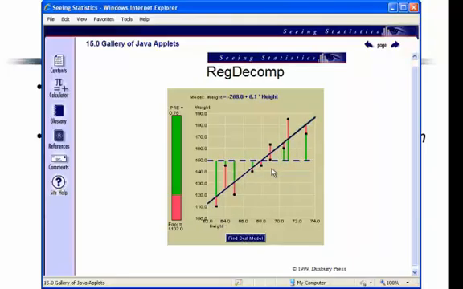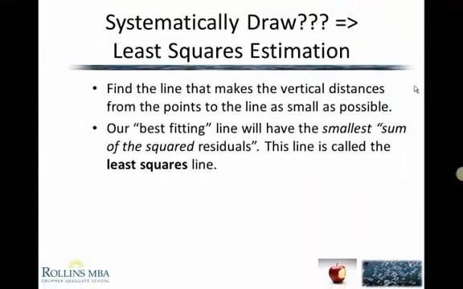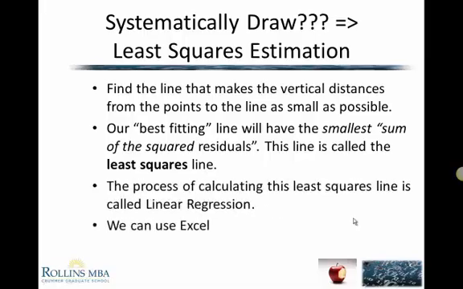Okay, so this is visually what we mean when we talk about finding that least squares line. So take the square of the residuals, add up those squared residuals, and find the combination of A and B in our mathematical equation that gives us that smallest sum of square residuals. And that process is what we call linear regression, and we can do this in Excel.